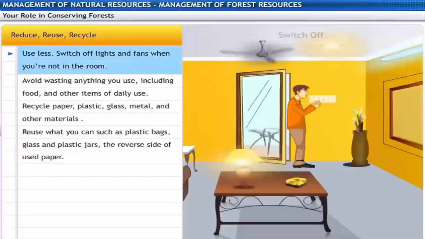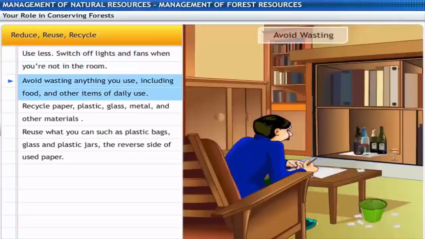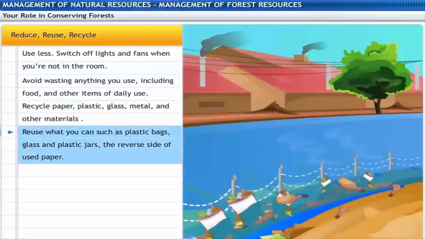Use less. Switch off lights and fans when you're not in the room. Avoid wasting anything you use, including food and other items of daily use. Recycle paper, plastic, glass, metal, and other materials. Reuse what you can, such as plastic bags, glass, and plastic jars, the reverse side of used paper, and so on. Remember, all these small steps make a difference if we all follow them.